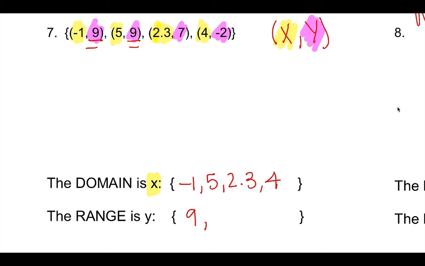So if you've got multiple values or all of your y's are the number 9, you would just put 9 one time. Do not put repeats. All we care about is, again, what values it's hitting, not how many times. So that's with ordered pairs.